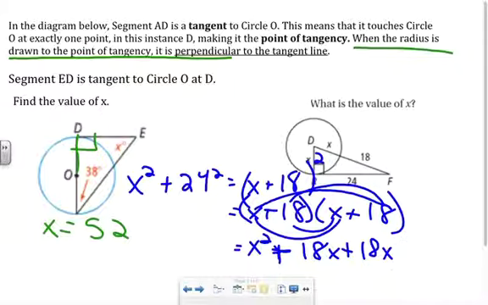Sorry. And 18 times 18 is 324. And then, by all means, I can simplify the left-hand side and get x squared plus 576.